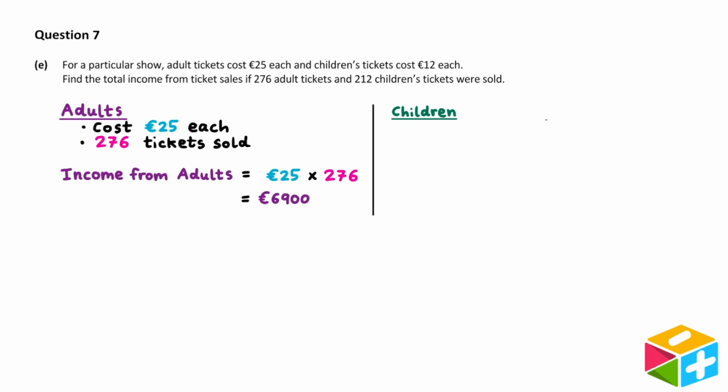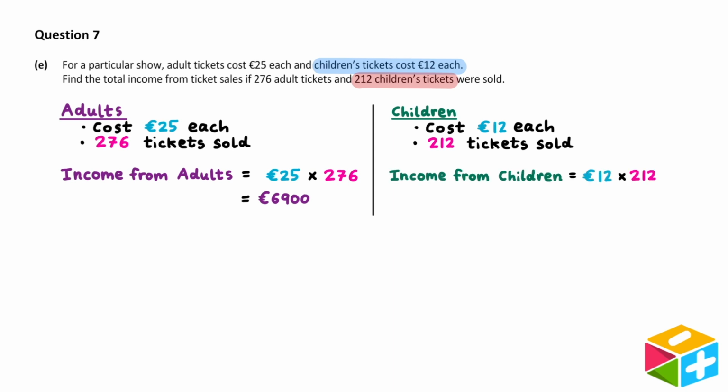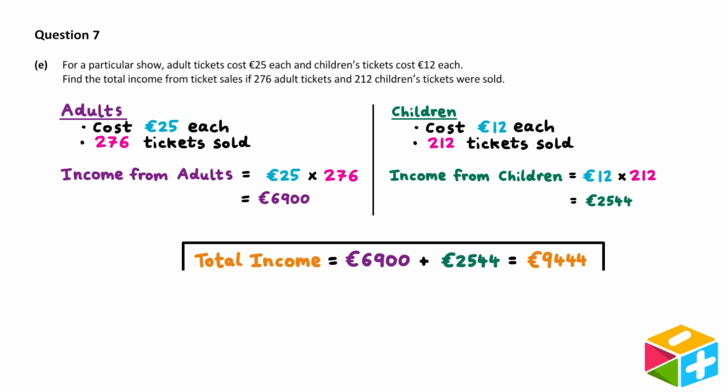For the children, each ticket costs €12. We sold 212 children's tickets, and to find the income from these tickets, we multiply these numbers together. €12 times 212 gives us €2,544. To find our total income, we'll add together the income from the adult tickets and the income from the children's tickets. This gives us €9,444.